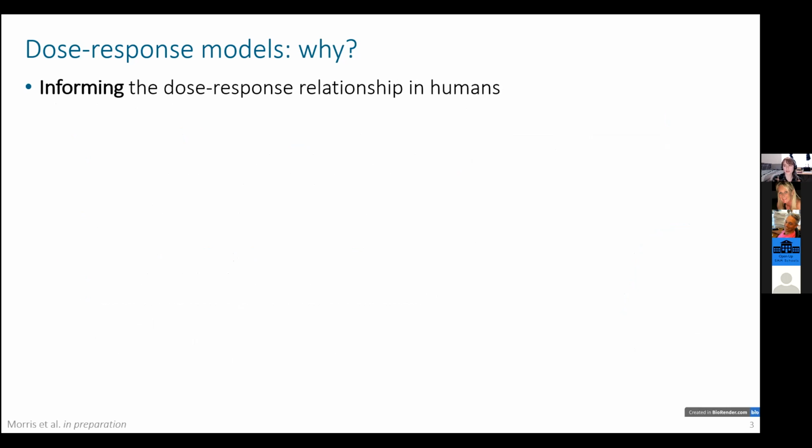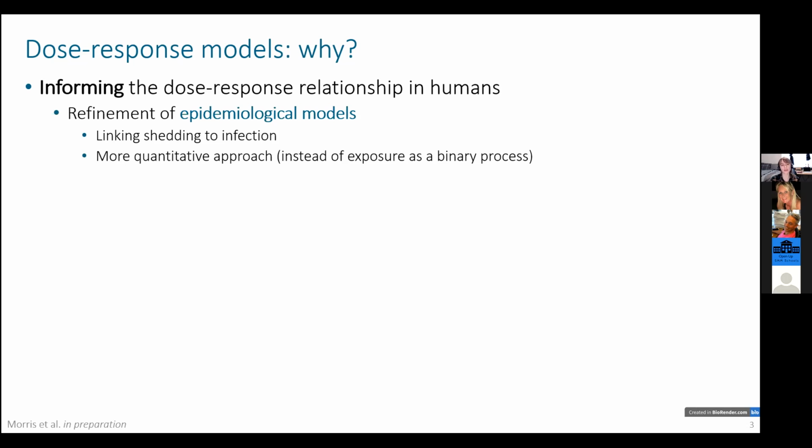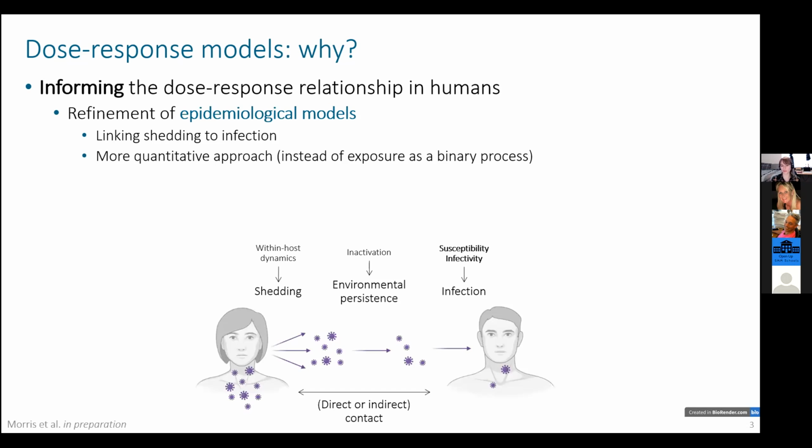Once you have established a dose-response relationship in one system, you can also use it to get information in other systems. That's obviously really interesting when you're thinking about diseases that are harmful to humans and for which we want information, but we obviously cannot test it directly in humans. So from the information we can get in laboratory models, we can refine our epidemiological models by linking shedding to infection, because that's really what's happening when you consider the dose-response relationship.